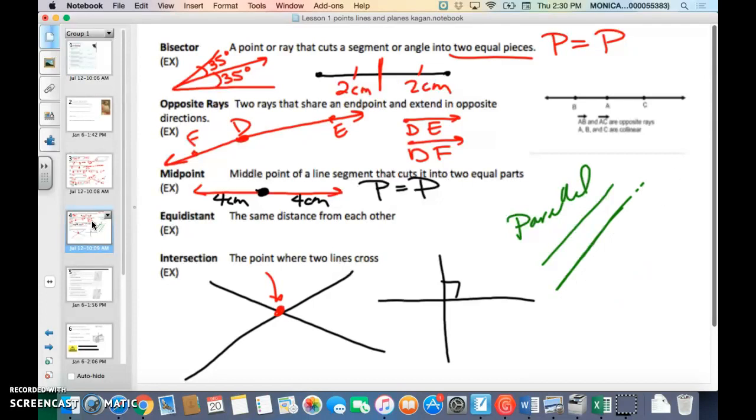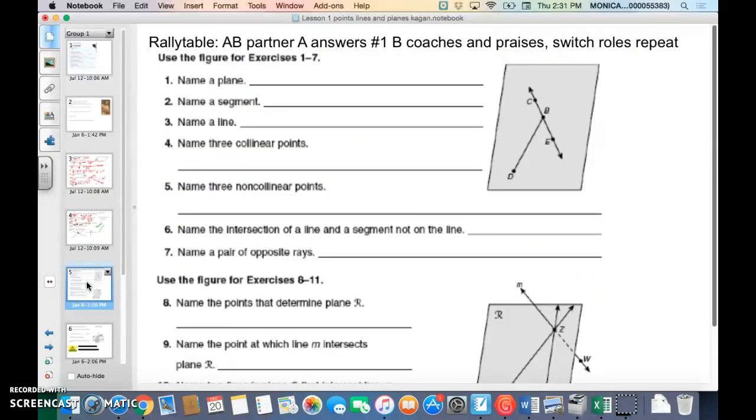All right, vocabulary. If you want to make vocabulary note cards, you can do that. You can make your own Quizlet note cards. However you want to study these terms, they are yours to study.